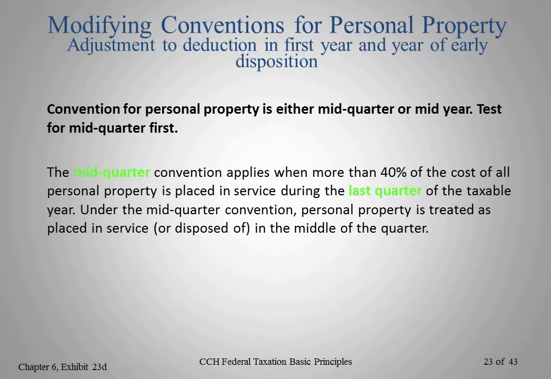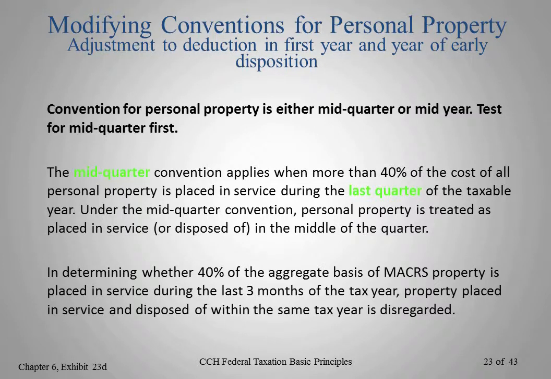So the mid-quarter convention, I'll let you read this yourself. The short story is, did we put more than 40% of the property in service during the last quarter of the taxable year? Did we backload our deduction? They don't care why. This is just a math test. And then remember, it's the aggregate basis.